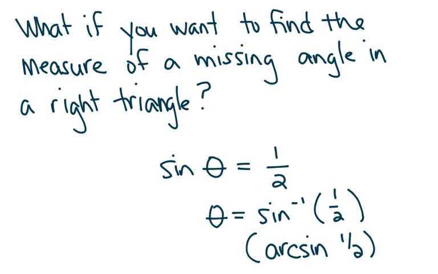What if we want to find the measure of a missing angle in a right triangle? Up till now, we were just finding missing sides using trigonometry, but we can also use the trigonometric ratios to find missing angles. So let's say I gave you the sine of theta is equal to 1/2. You should have done this in geometry when you learned sine, cosine, and tangent. To find a missing angle, in order to solve for theta, you need to do its inverse operation to the other side. Well, the inverse operation of sine is called inverse sine.